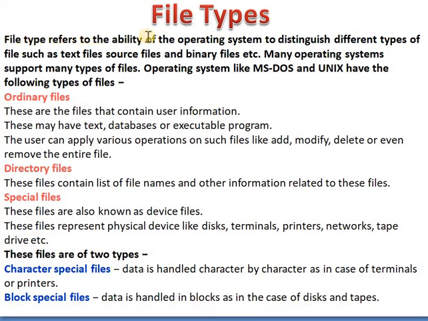File type refers to the ability of the operating system to distinguish different types of files such as text files, source files and binary files, etc. Many operating systems support many types of files. Operating systems like MS-DOS and Unix have the following types of files. The disk operating system and Unix operating system have these types of files. First one is ordinary files.